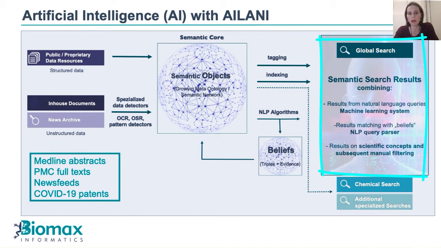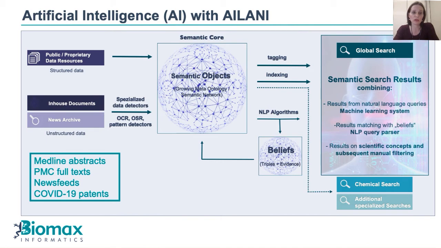And here we apply two types of algorithms. The first one is a classical NLP query parser, and the second one is a machine learning system. We also have a chemicals perspective of Vilani, where we extract by OCR and OSR compounds, so structure information, from text, which we make available also for a chemical search.